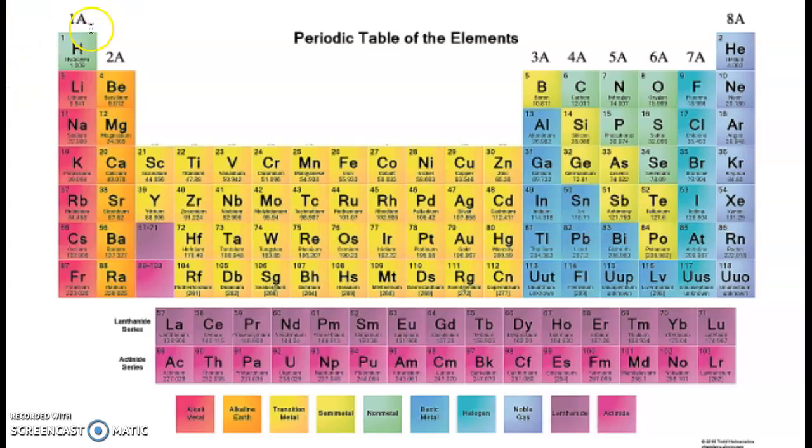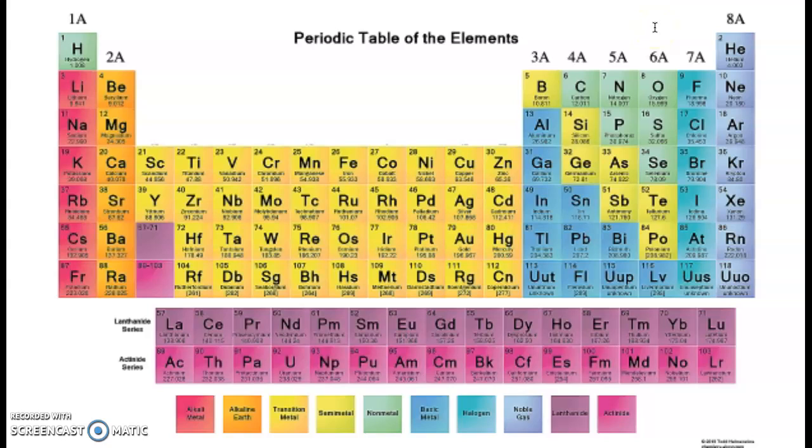Each column is called a group. This is group 1, this is group 2, we're going to skip this middle section right here, group 3, group 4, and so on. So we have to locate the atom that we want. Let's say oxygen. And as we can see, it's in group 6. This tells us that oxygen has 6 electrons in its outermost shell.